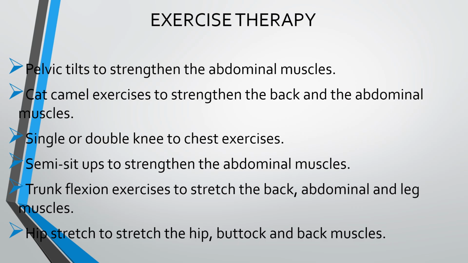Exercise therapy is one of the cornerstones of effective treatment. Number one, we have pelvic tilts. This helps strengthen the abdominal muscles. We have the cat camel exercises to strengthen the back and the abdominal muscles. We have single or double knee to chest exercises. For this, you can start with the single before you progress to the double knee to chest. Then we have the semi sit-ups to strengthen the abdominal muscles.